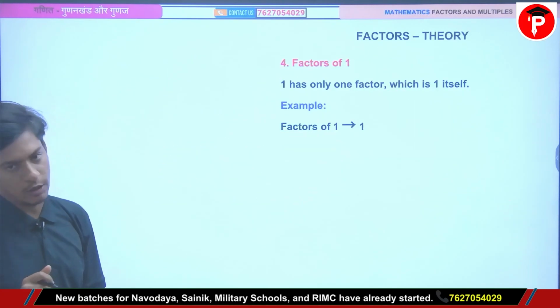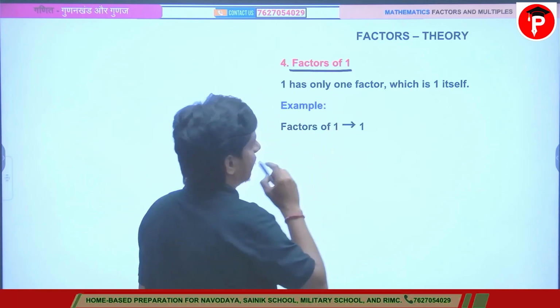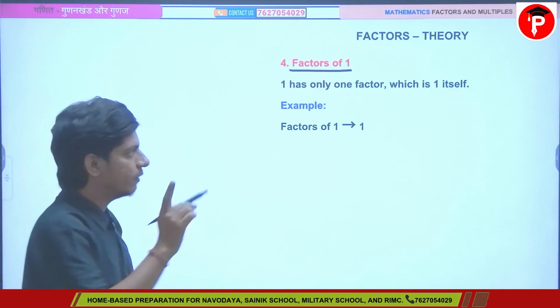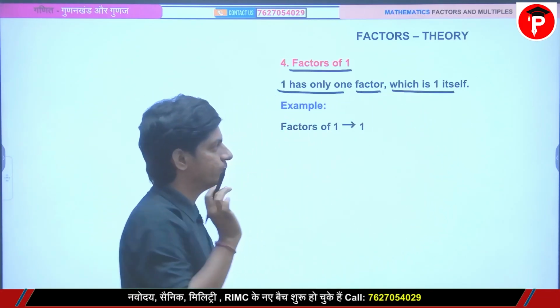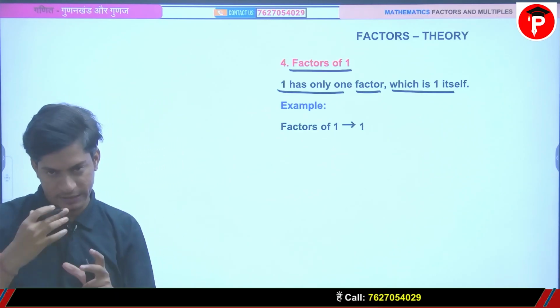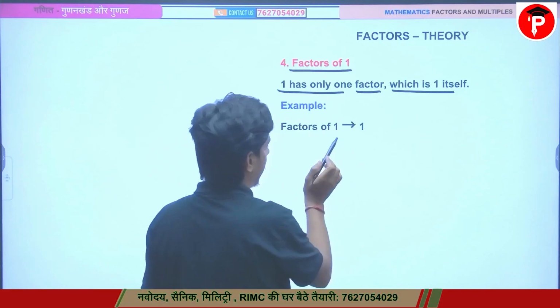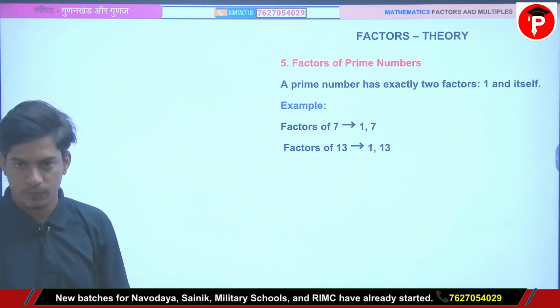Got this? Now we are moving to the next one: factors of 1. From all the numbers, 1 has only one factor, which is 1 itself. Other numbers have 2, 3, 4 or more different factors. But 1 has only one factor. This is one of the most important statements. Now move to the next statement.